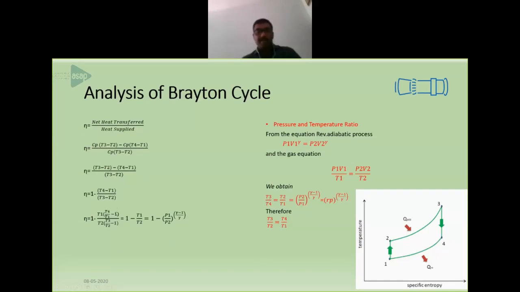When you substitute this, these two terms become equal. So finally you will get 1 minus T1 by T2, which is equal to 1 minus P1 by P2, the whole raised to gamma minus 1 by gamma, which is 1 minus 1 by Rp, where Rp is the pressure ratio raised to gamma minus 1 by gamma. I think it is clear to you.